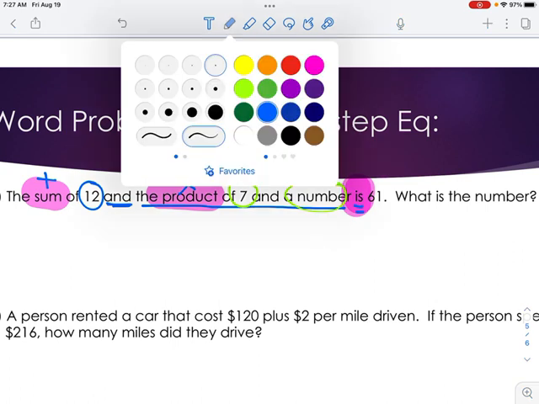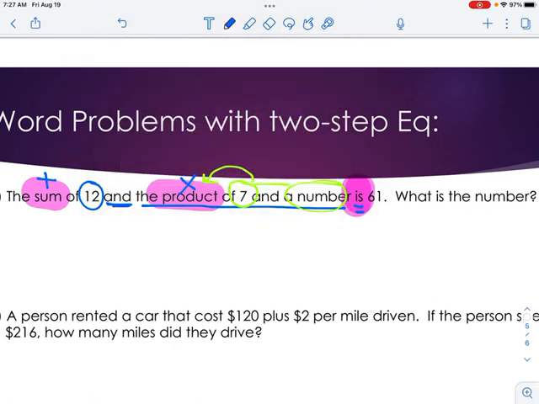So let's see if we can write this out now. So I have the sum of 12. Remember, it's an addition, so 12 plus what? The product, multiplying 7 and a number. And that will give me 61. So that's what our equation should look like.